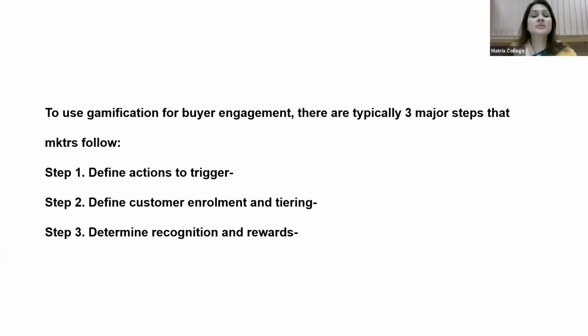Second, define customer enrollment and tiering. Most companies classify buyer status into tiers, for example gold, silver, bronze. These are the different tiers to better manage relationships and costs. Each tier is associated with certain privileges and hence a certain cost to serve.